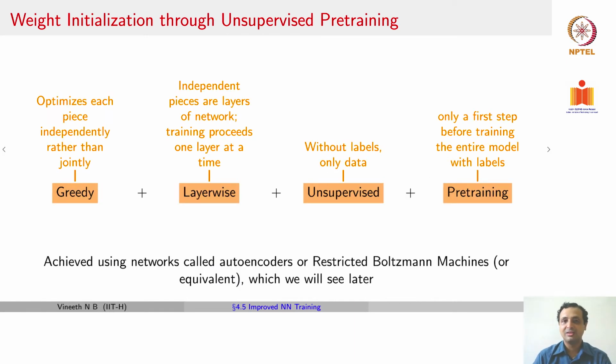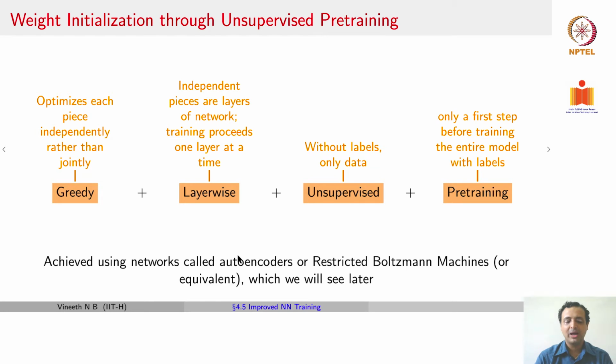Why is this called so greedy? Because it optimizes each piece independently rather than jointly. Layerwise, because you are doing initialization in a layerwise manner. Unsupervised, as I just said, is because you use only the data, no labels, to be able to train those networks, because this is not a formal training process, it's only to initialize the neural network. And it's called pre-training because this is done before the formal training process starts. As I mentioned, it's for weight initialization.